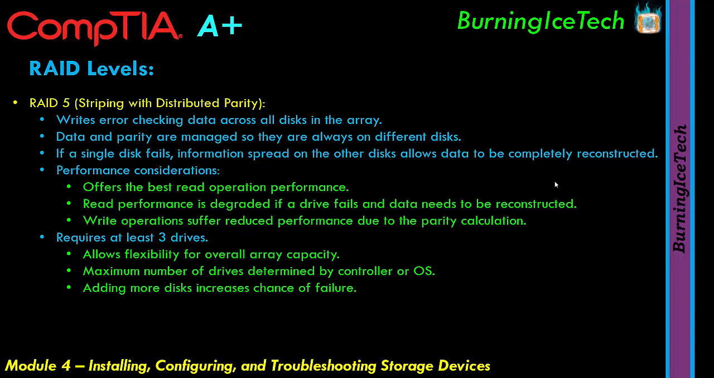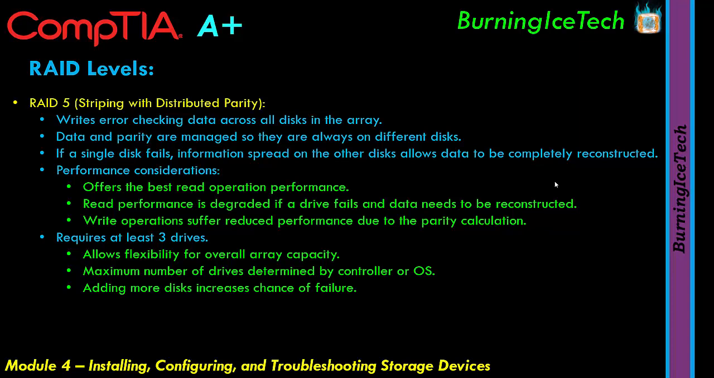So I would see that all the time in companies, sometimes even higher than RAID 5. But RAID 5 is the cheaper one of the lot. Gives you striping, gives you mirroring. So it gives you performance and reliability. And using these little parity bits, you can actually establish what is missing if one of the drives fails.